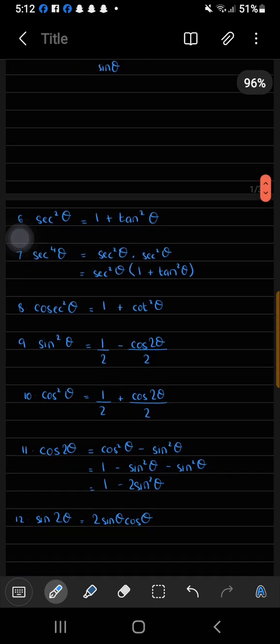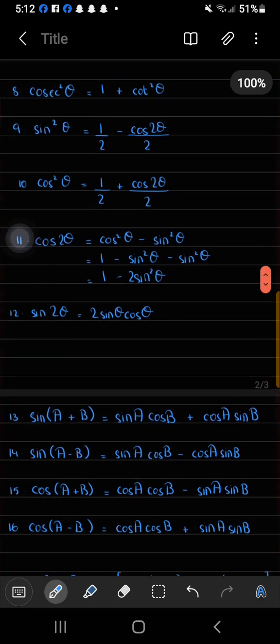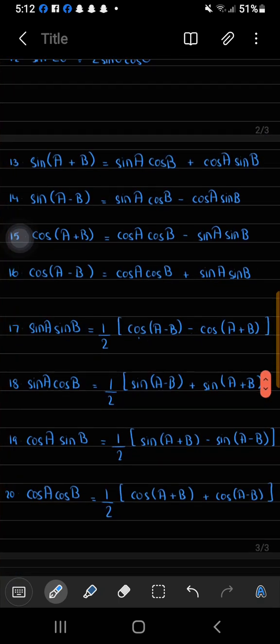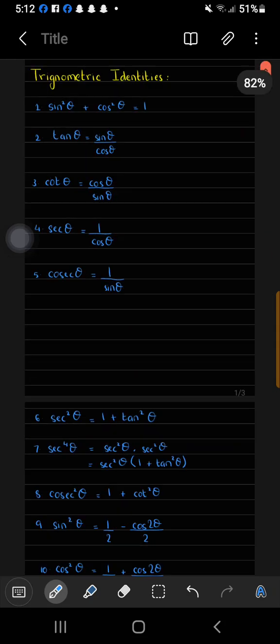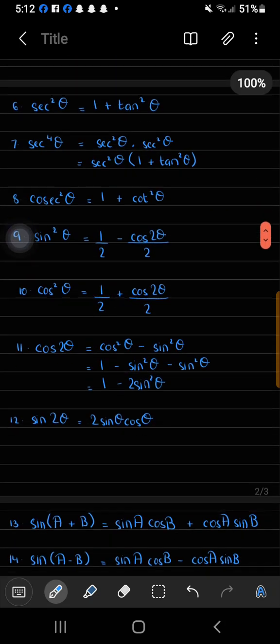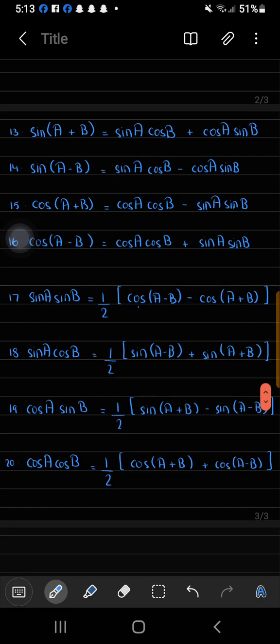We move from basic to powered, and from powered to product and sum and difference.